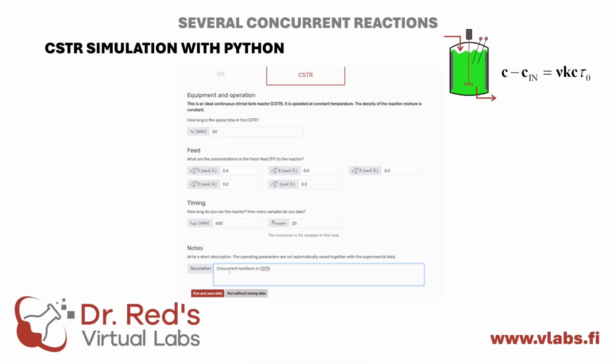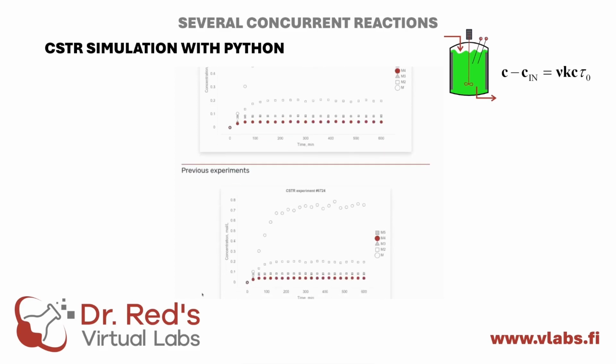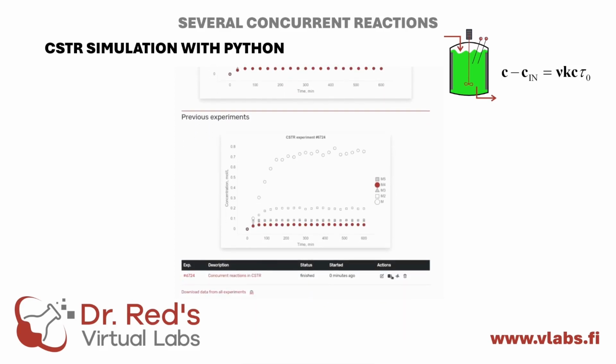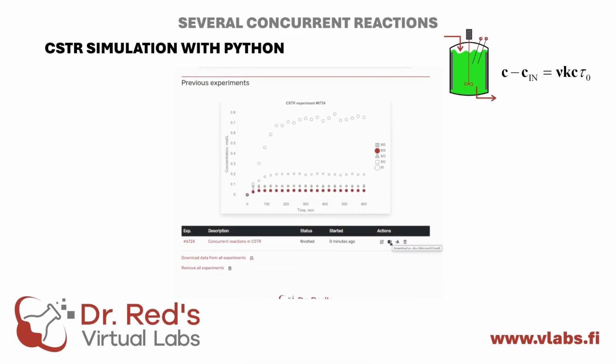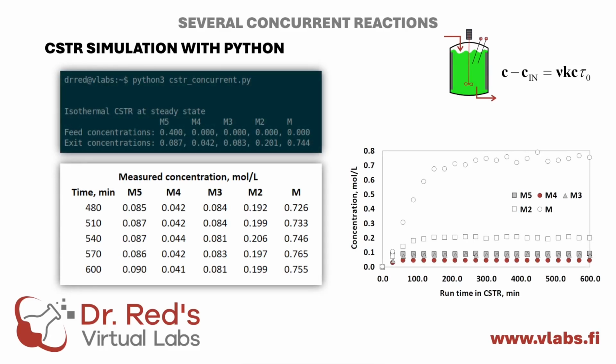We run the experiment and download the data when it finishes. Dr. Red's Virtual Labs provides the option to run experiments in real-time mode. Here it would mean a 10-hour-long experiment, so we are happy to operate the reactor in lightning mode. Look at that. Our calculations and experimental results are in harmony again.